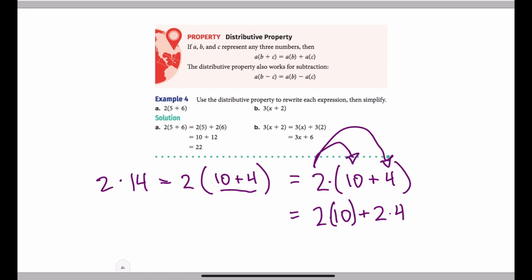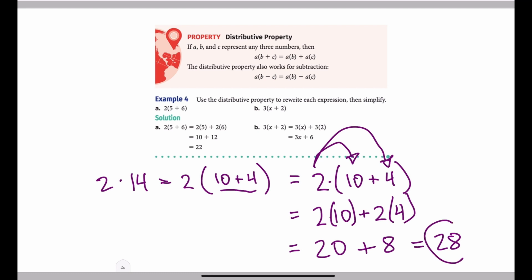And I like to use parentheses here because not only do they take the place of the dot in multiplication, they remind me that I'm not really done here. So I've got some work to do. Because right now it just says 2 times 10 plus 2 times 4. And I got that by distributing. Right? So I can multiply here. 2 times 10, that's one of the facts that I know a little better. That's 20. 2 times 4, that's 8. What's 20 plus 8? 28.